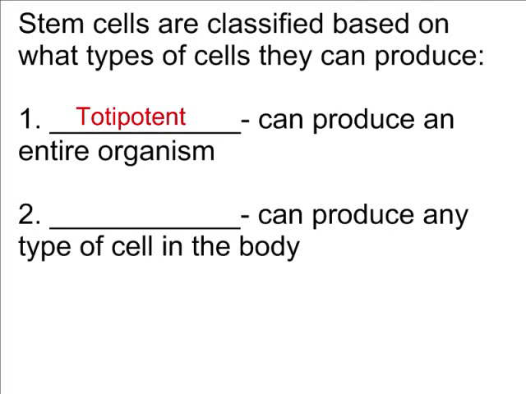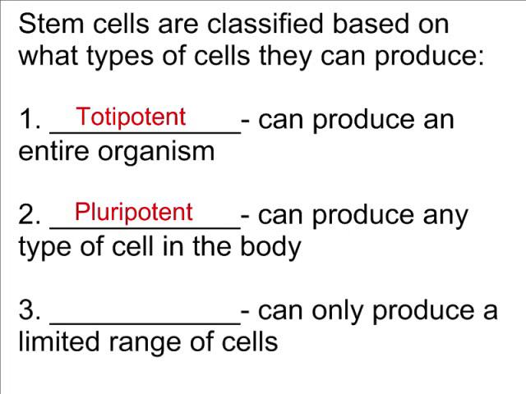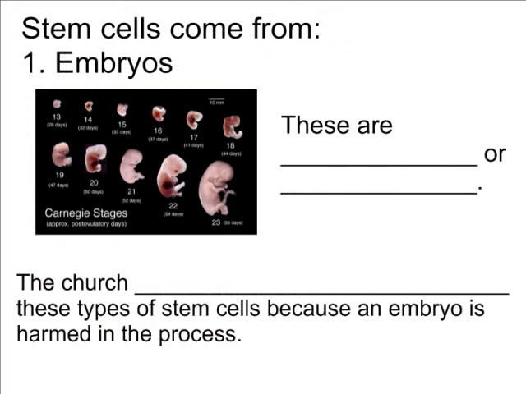The second would be a cell that can produce any type of cell in the body, and these are called pluripotent. And the last type would be a stem cell that can produce only a limited range of cells, and these are called multipotent. Now in humans we have two sources of stem cells, the first of which is from embryos. Now embryonic stem cells are totipotent or pluripotent, so they can make all of the cells in the body, which makes them extremely useful.